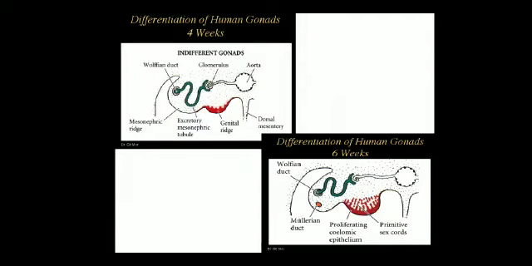So this bipotential gonad consists of a cortex, a medulla, and primordial germ cells. If it's a male, how it will differentiate into testes, and if it is a female, how it will differentiate into ovaries, that we will see. So, testicular differentiation from a bipotential gonad.